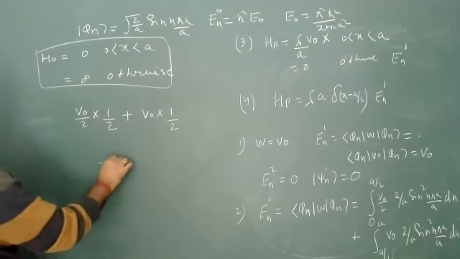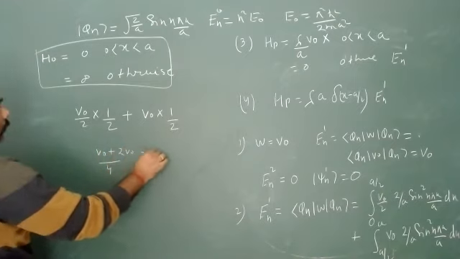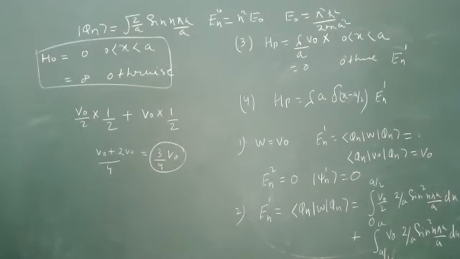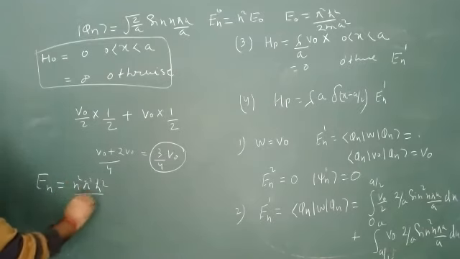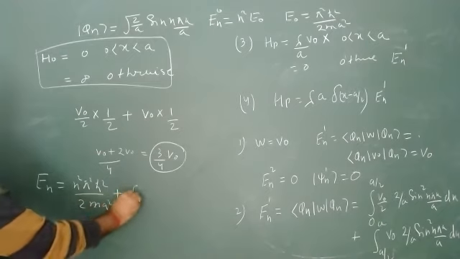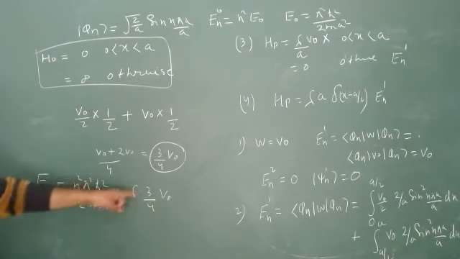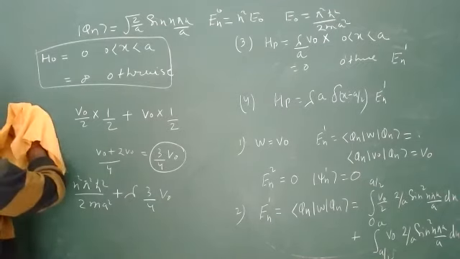So what is this value? You have the 4 there, V naught plus 2 V naught. So this will be 3 by 4 V naught. So this is your correction term, the first order correction. So how will you write the final answer? En is equal to n square pi square h cut square upon 2ma square plus lambda into 3 by 4 V naught. This is your En1, isn't it? Are you getting my point? Okay, so let's go for the next one.